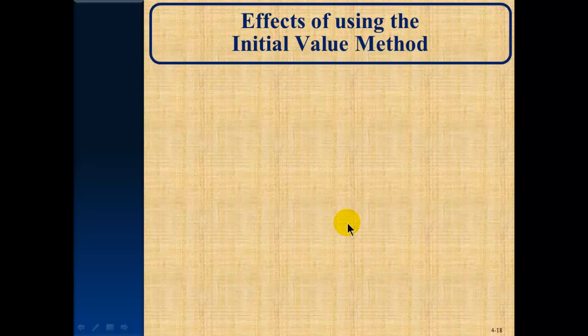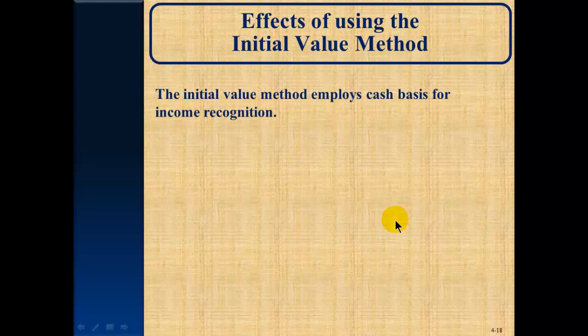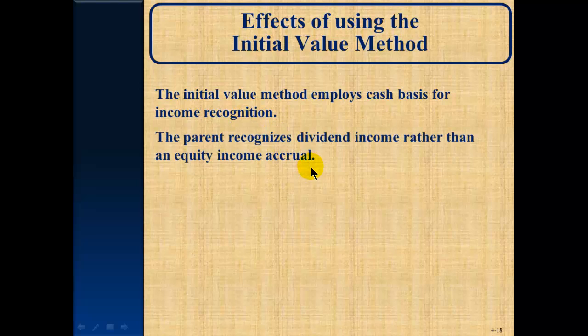Okay, what are the effects of using the initial value method? This is just review, because as I've said before, the initial value method, also called the cost method, is the most common. Remember that with initial value you employ a cash basis for income recognition, rather than the accrual basis where the investment account is always reflective of income or loss from your subsidiary, and then reduced for any dividends that the subsidiary pays. On the initial value method, you're recognizing dividend income on your income statement rather than flowing it through the investment in subsidiary account that you keep on your general ledger.